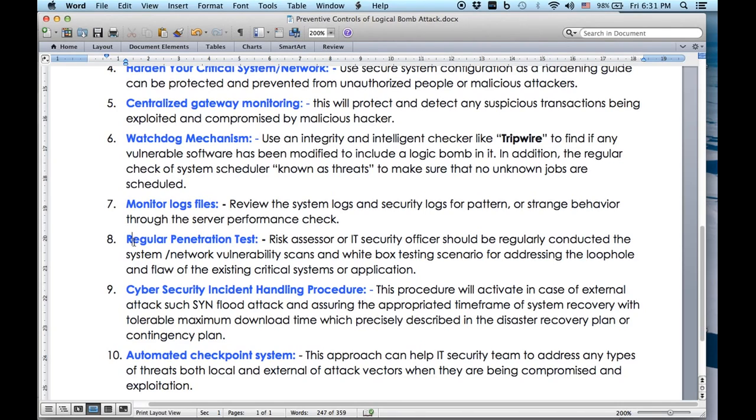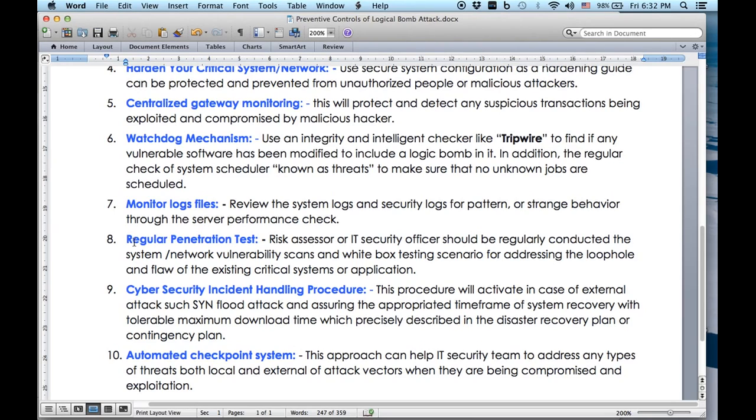So number 8 is a regular pen test. This is very important. The risk assessor or IT security officer, or you engage a vendor, to conduct the security pen test, whether on the network side, the application side, or the database side. So you need to include all of them to promptly detect the gaps in the system or in the network. Sometimes the tester does not define the testing scenario properly. So the best practice of the pen test, they will conduct the white box testing.